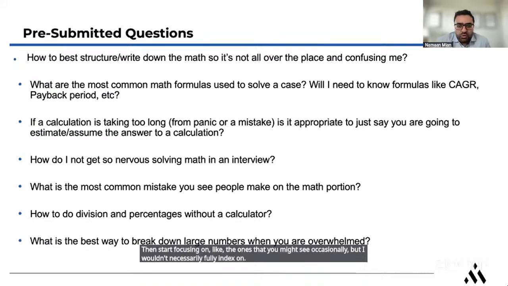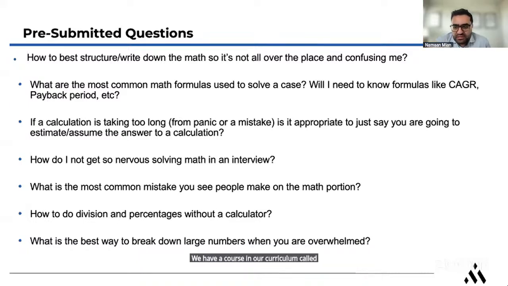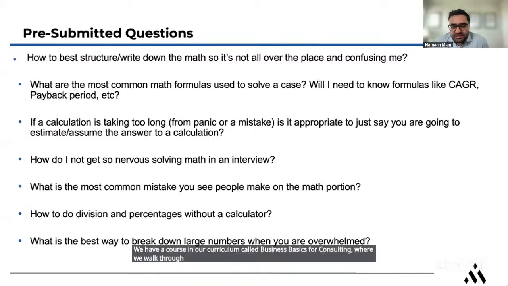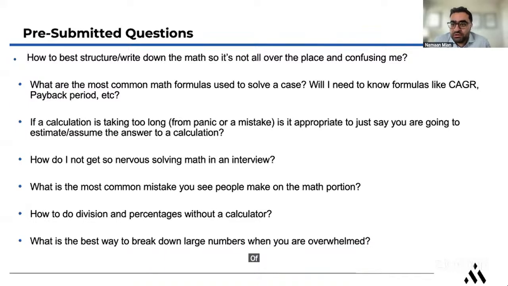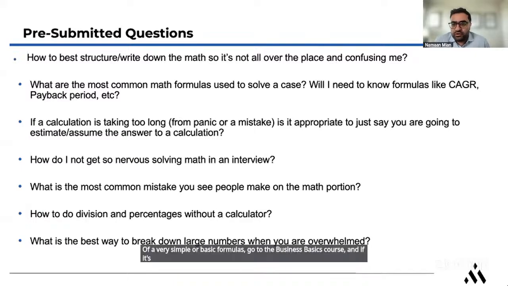We have a course in our curriculum called Business Basics for Consulting, where we walk through core business formulas. And so, if you're coming from a background where you're like, hey, I don't know how to calculate market size or market share, or some of those very simple or basic formulas, go to the Business Basics course. If it's in that course, you need to know it. If it's not in that course, it's a nice to know. That's the way that I think about it. And so it's the whole reason we put it together.